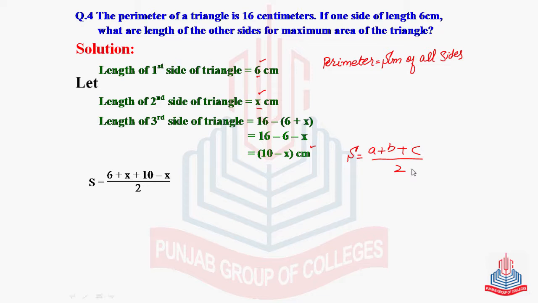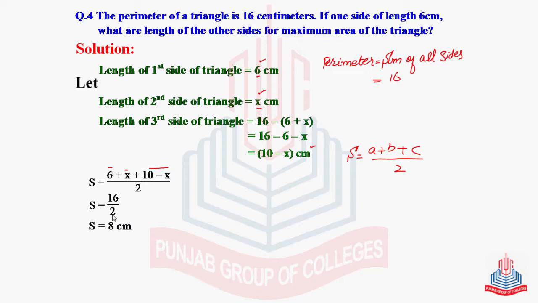Our sides are 6, x and 10 minus x. So S will become 6 plus x plus 10 minus x divided by 2, and S is 16 by 2, because the sum of all sides is given, which is 16. So we put the value of the sum of all sides, which is 16, and S will become 8 centimeters.